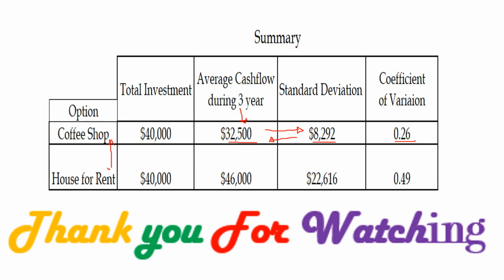And similarly, if the investor wants to generate $46,000 during 3 years, he has to take a risk of $22,616, which is 0.49 or 49% of cash flow. This is the value after 3 years, and in order to get this much cash flow, the investor has to have the ability to bear this much risk.